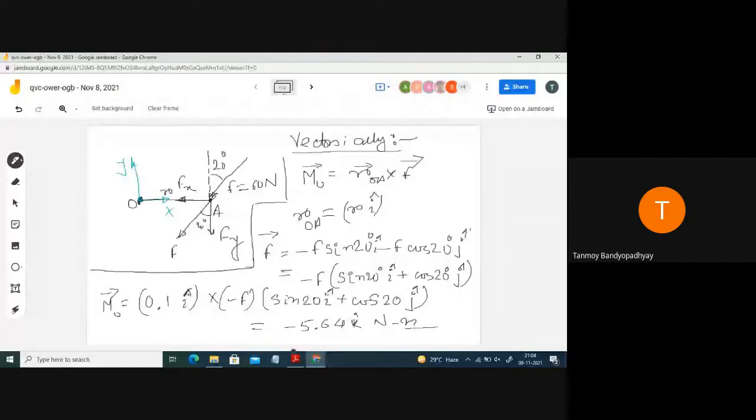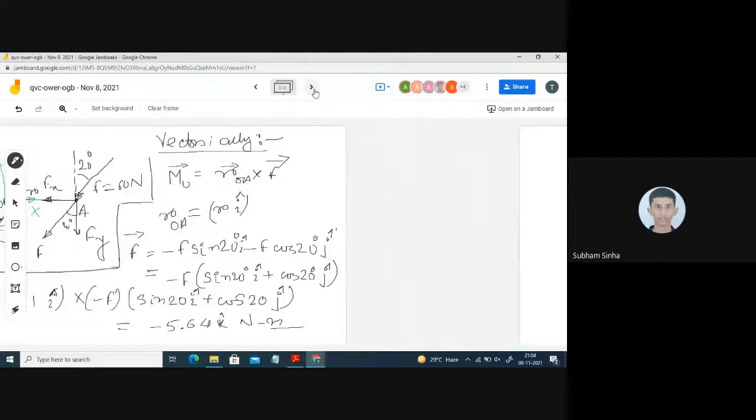Just make it a 3D thing. If this is X, this is Y, then this is the positive Z, considering the thumb rule. So when you are using the vector method, you are getting the direction of the moment also. Clear? Yes, sir.